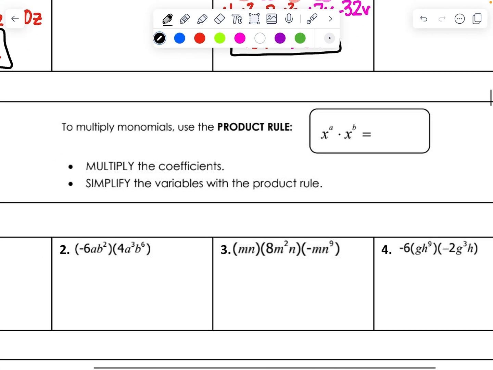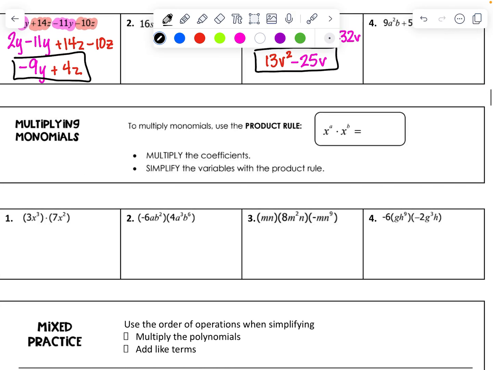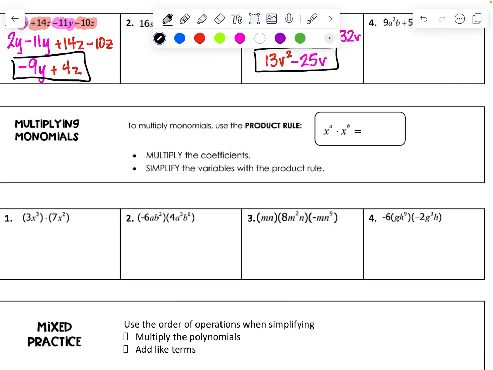Our new rule says that if I'm multiplying terms that have exponents, then I need to add the exponents together. So x to the a times x to the b would be x to the a plus b. I'm going to add those up.